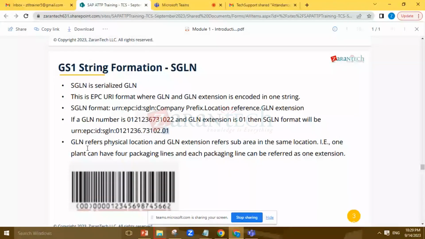Hope that is clear, Hari, or any question? What is the need for knowing which packaging line we packed it on? It is for traceability. ATTP provides tracking and tracing not only at plant level but also at packaging line level. So if some audit comes, you can track it back to your packaging line, that this was scanned at packaging line A, this was scanned at packaging line B, like that. Okay.